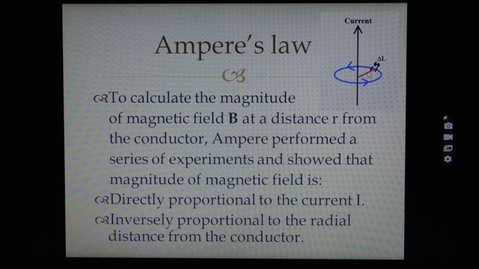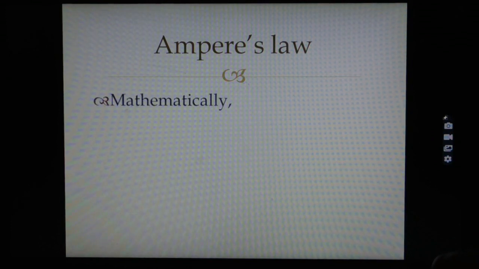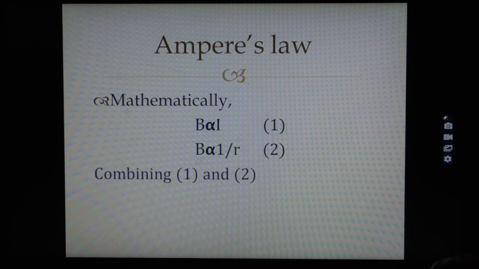As R increases, when we are moving away from the wire, it means R increases, and by increasing R, definitely the strength of the magnetic field reduces. So what type of relationship exists between R and B? Inverse relationship. All right, mathematically we write down relation 1, that is the statement that B is directly proportional to I, and relation 2, B is inversely proportional to R.